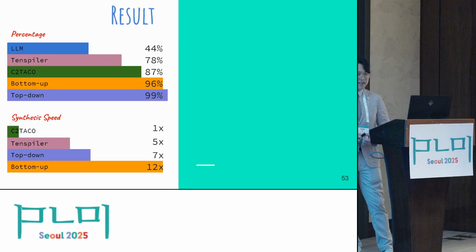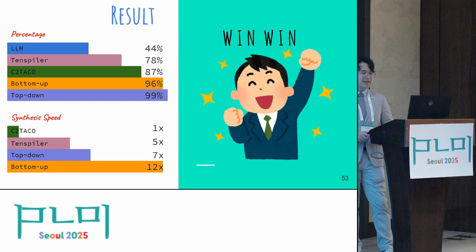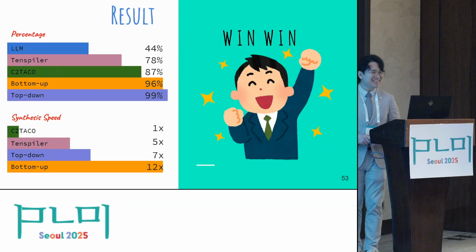And for the synthesis speed, let's set C2Taco as baseline. TensorPilot is 5 times faster than C2Taco. Top-down is 7 times faster than C2Taco. And the fastest is bottom-up. It is 12 times faster than C2Taco. Double win.